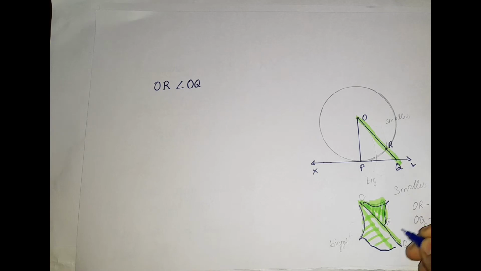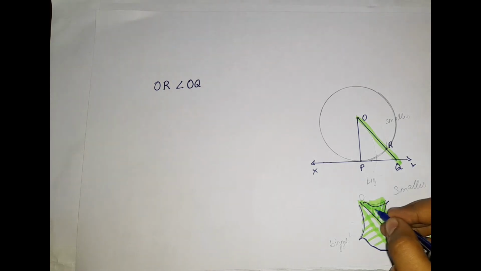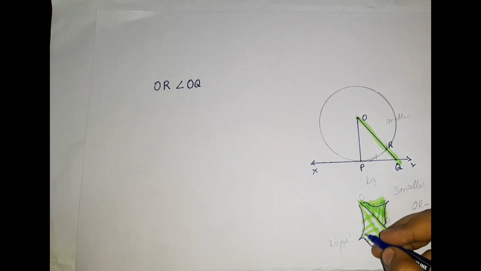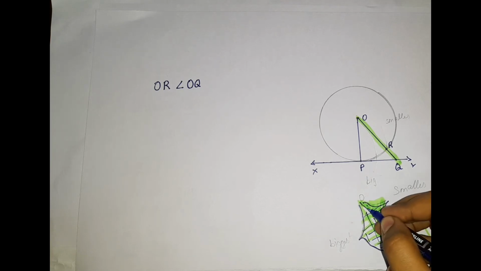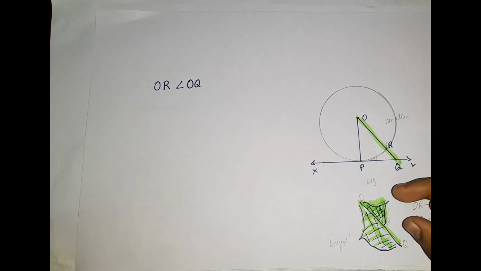Am I right? So see the bracket right over here. This one is a little bit small, but this is so big. Am I right? That means this is the biggest one. So this whole part is the biggest portion, but this part is the smallest portion. Am I right? So okay, I'll explain. I'll show it like this.